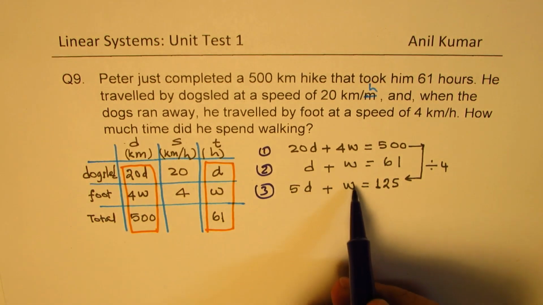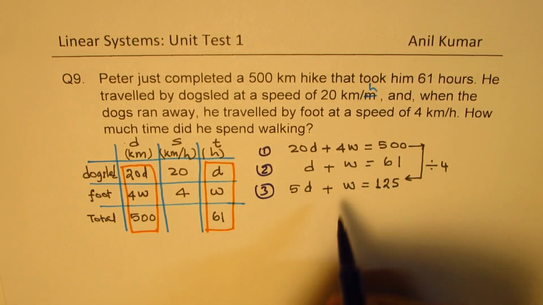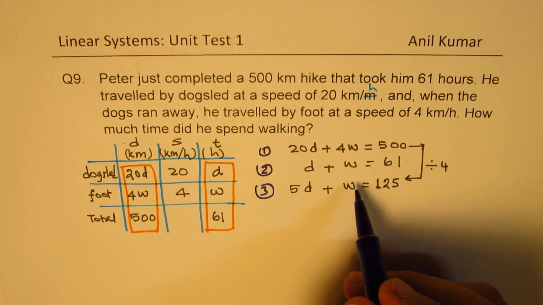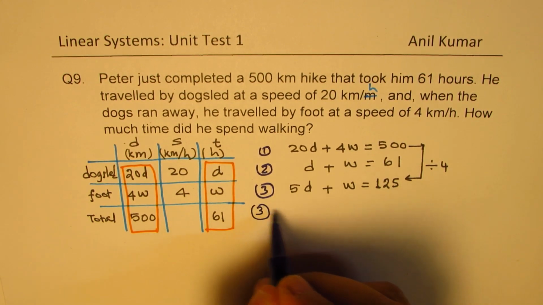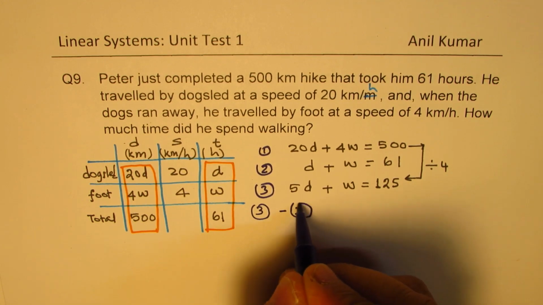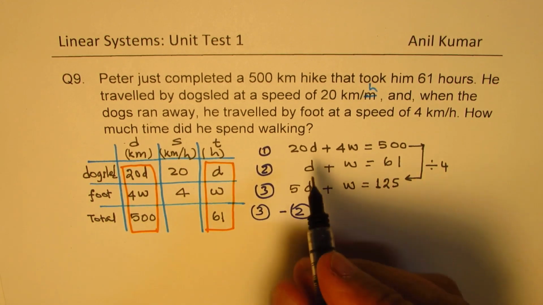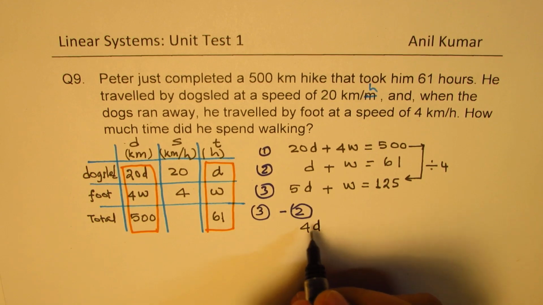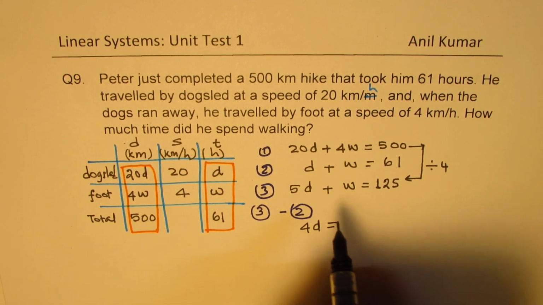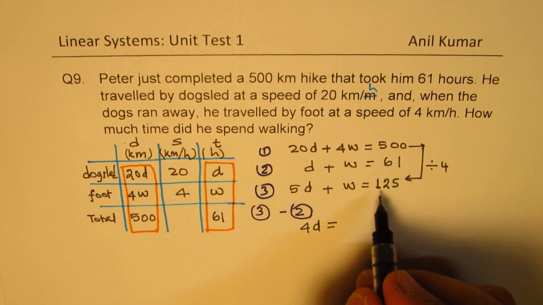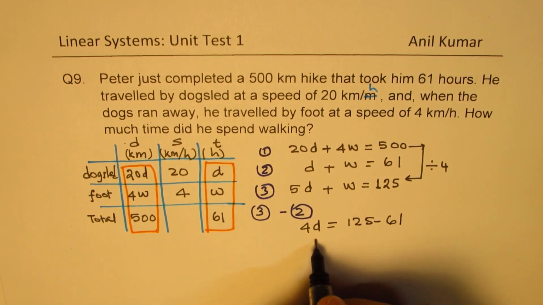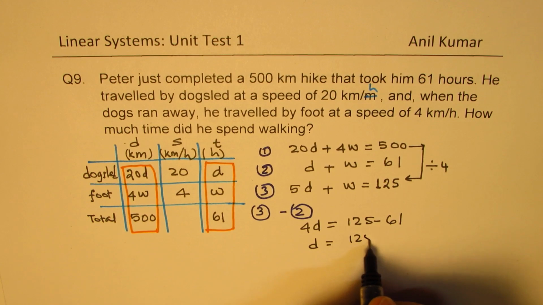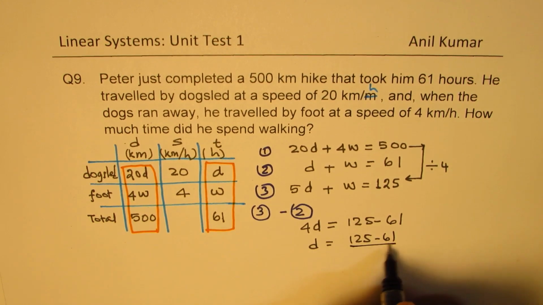So you see w is common here, right? So walking time. So what we will do is we'll do elimination. So to eliminate, we'll do 3 minus 2. So when I do 3 minus 2, I actually get 4d, the dog sled's time. Right, that is the time taken in here. And here I get 125 minus 61. So d is 125 minus 61 divided by 4.